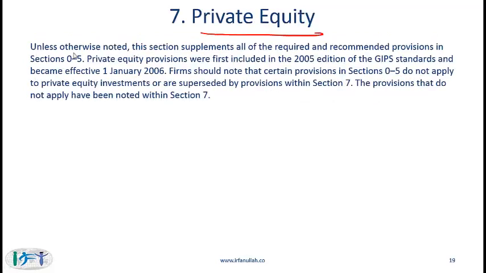Private equity. Unless otherwise noted, this section supplements all of the required and recommended provisions in sections 0 through 5. Private equity provisions were first included in the 2005 edition of the GIPS standards and became effective 1st January 2006. Firms should note that certain provisions in sections 0 through 5 do not apply to private equity investment firms or are superseded by provisions within section 7. The provisions that do not apply have been noted in section 7.